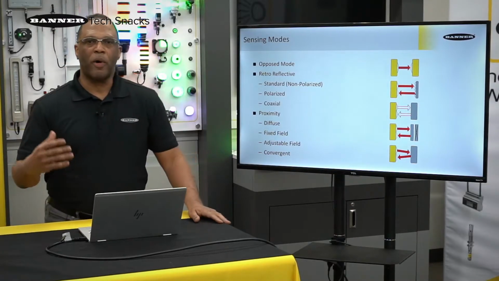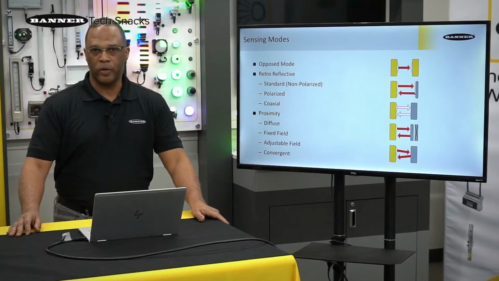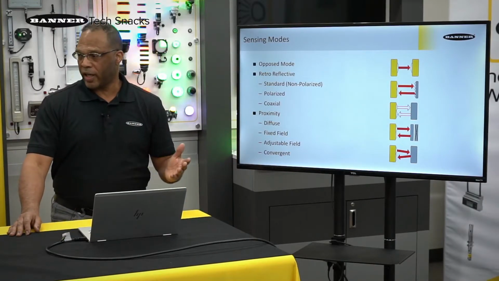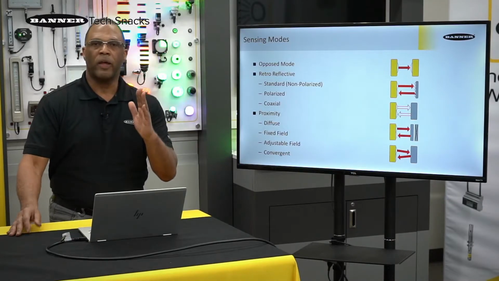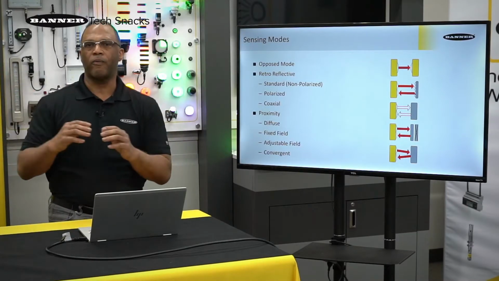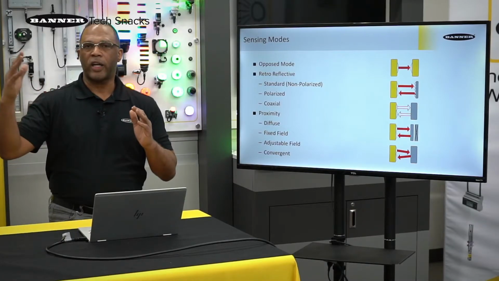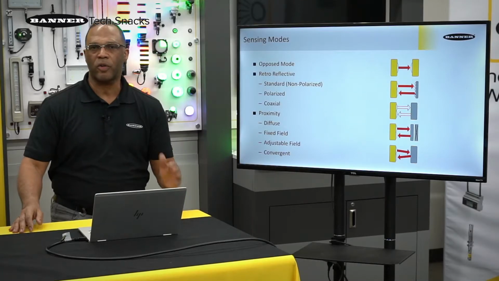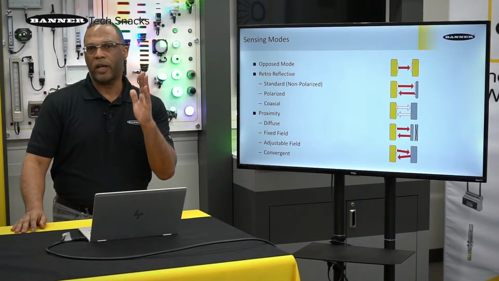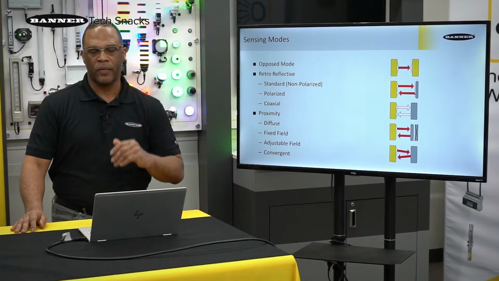From there, we go to the proximity modes, and we're going to start off with diffuse. Diffuse, once again, is a single housing with the emitter and receiver. This simply spreads light out in all directions, and a target that is out in the distance will send that light back to the sensor, turning on the receiver's output.